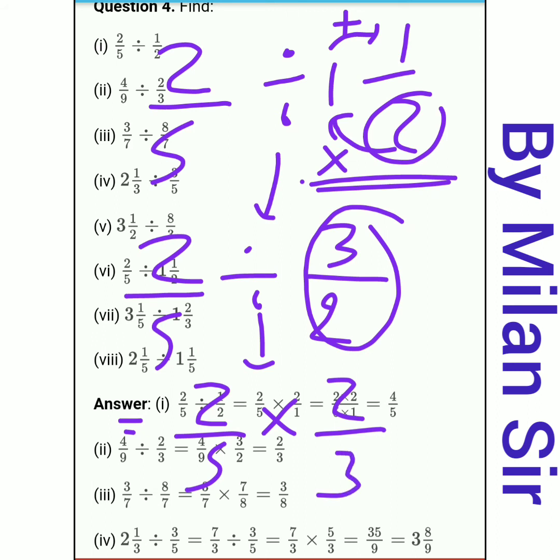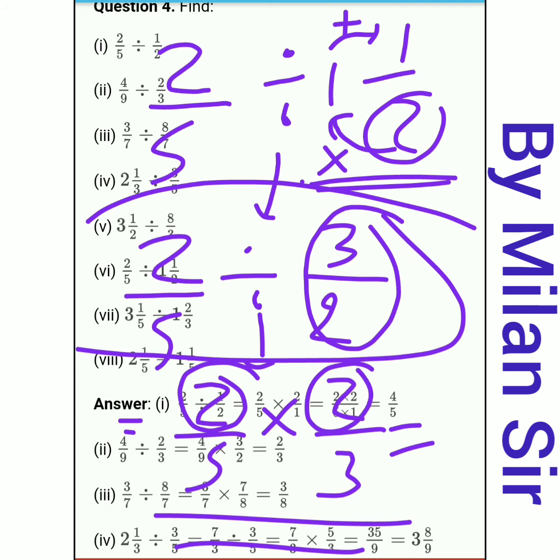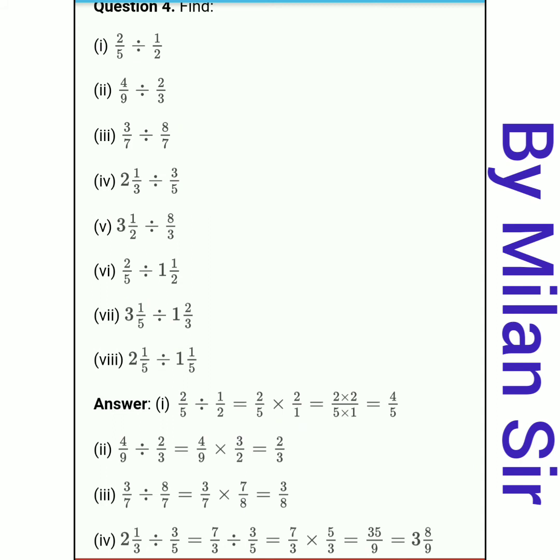In the second step we do not need to cut this 2. Right now it is division, that's why first of all we need to convert it into multiplication. Now here we cannot cut anything, right? So directly we need to do the multiplication. In the numerator 2 multiply 2 is 4, divided by 5 multiply 3, 15. So our answer is 4 by 15.